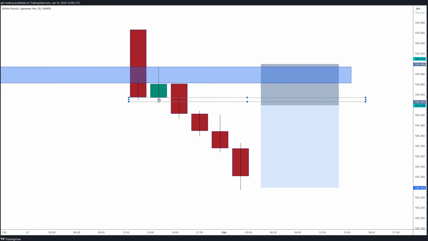Okay, so we mark off these wicks maybe with a horizontal ray, or anything you want. You can put a little zone there. You can mark the candle wicks as they stand there.